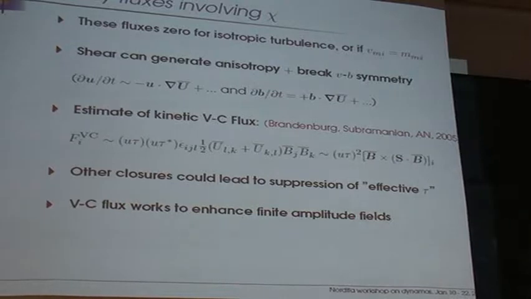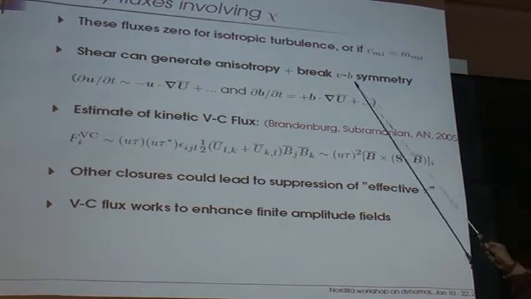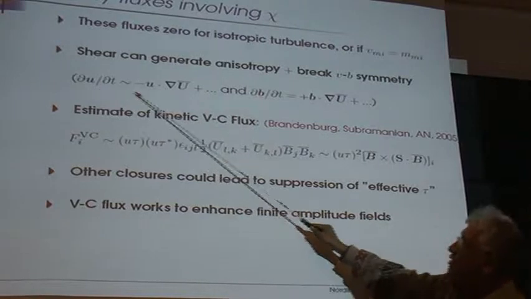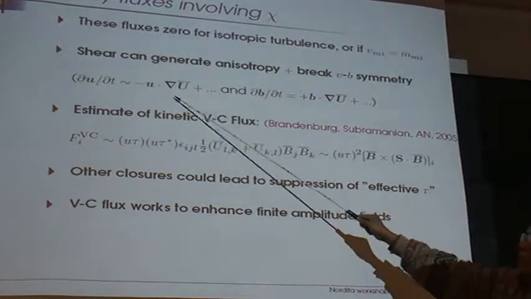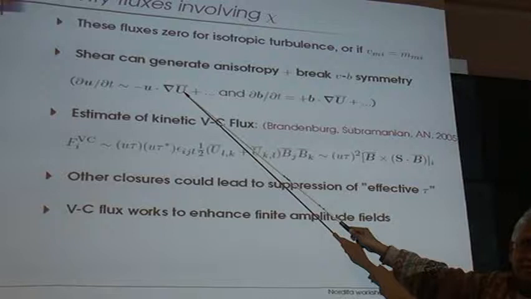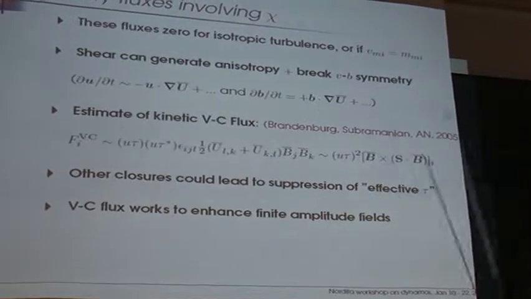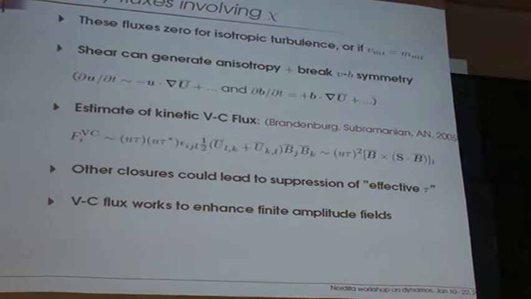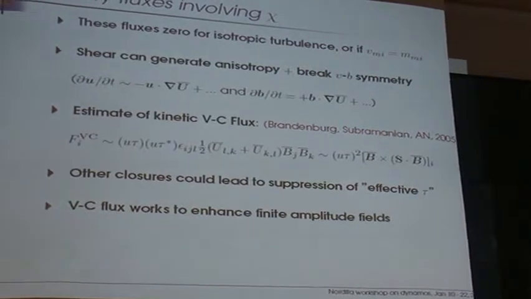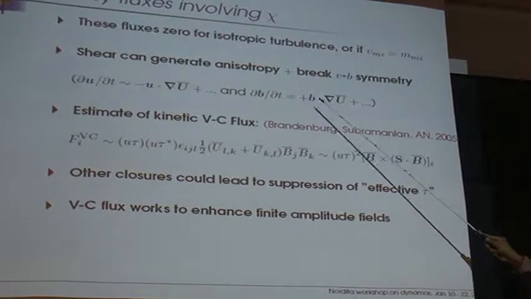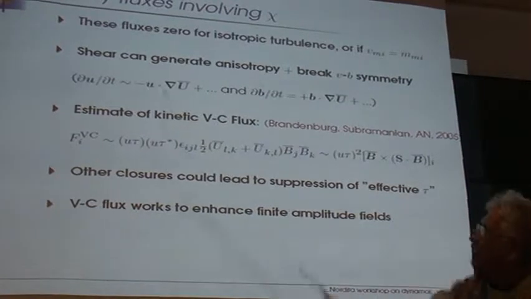But when you have shear in the system, this can break the isotropy. The shear can introduce anisotropic pieces to the velocity. For example, the velocity will be affected by a term like u dot grad u bar in the presence of shear. And also, it can break the cancelling effect between the velocity and the magnetic contribution, because the magnetic field is also affected by the shear, but with a different sign: plus here and a minus here.